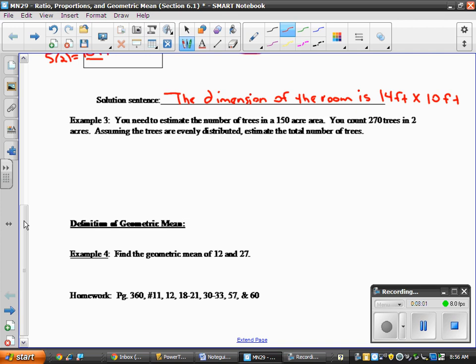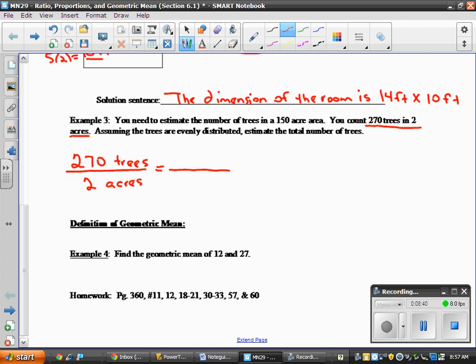Proportions are where you have a ratio set equal to another ratio. So for instance, here we have a ratio, 270 trees in 2 acres. So I'm going to write that ratio down, and I typically write ratios as a fraction. So 270 trees per 2 acres. Notice a couple things, folks. I have it as a fraction, but more importantly, I have my units, because units with proportional reasoning is essential to know what you're doing, or that you're setting it up properly.